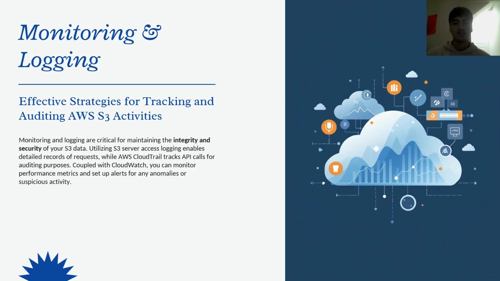Monitoring is also essential for maintaining system reliability. Amazon provides tools like CloudWatch and S3 access logs to track activity and performance. These tools help you detect unusual behavior, troubleshoot problems, and understand usage patterns. For example, you can monitor request rates, errors, or unauthorized access attempts. Logging and monitoring improve both security and operational efficiency.